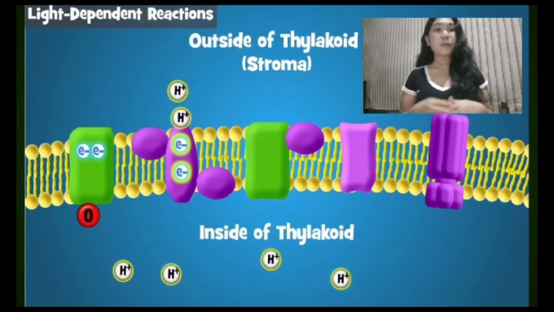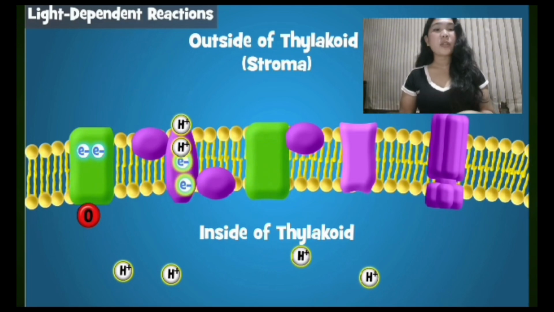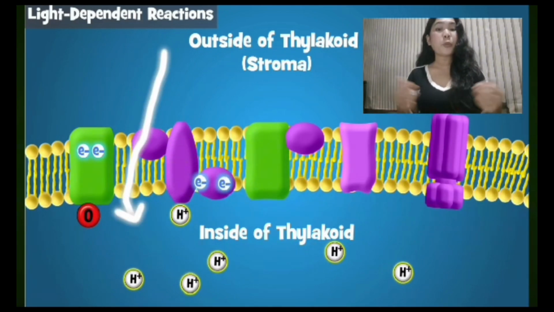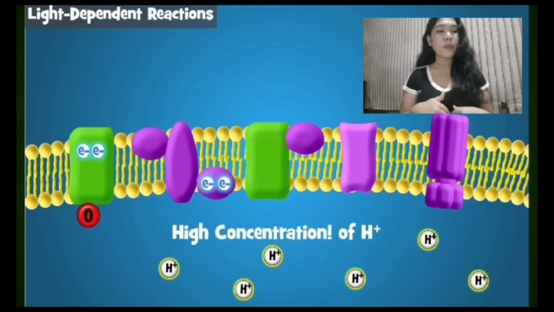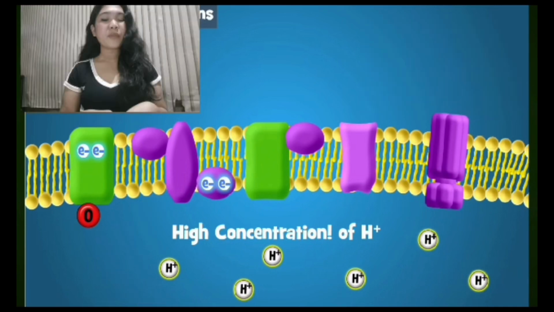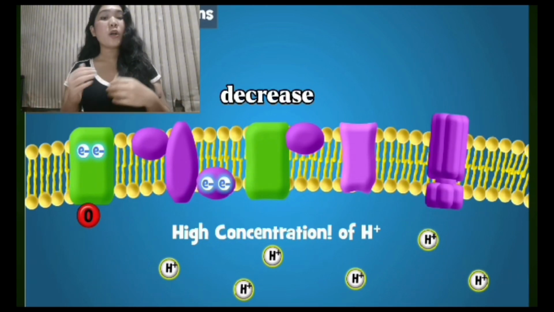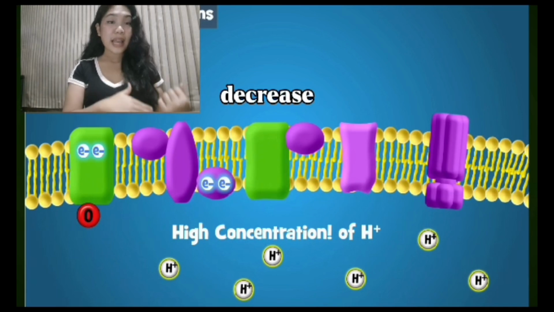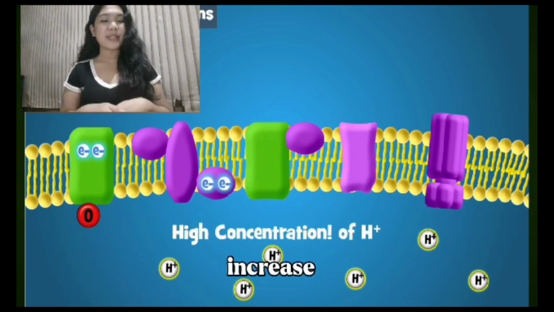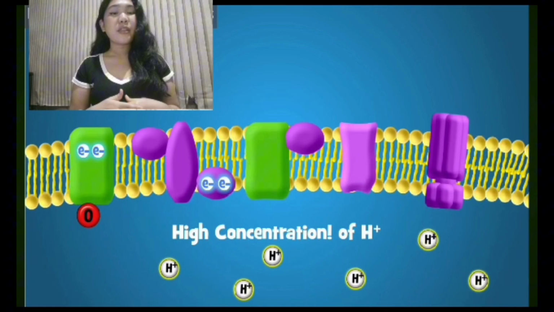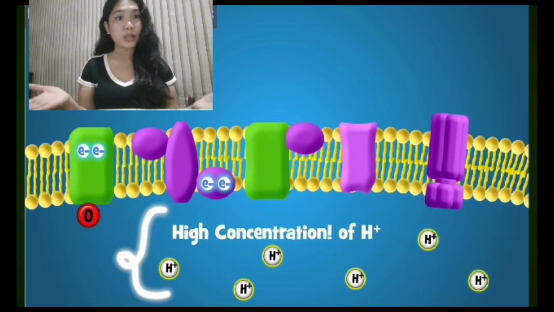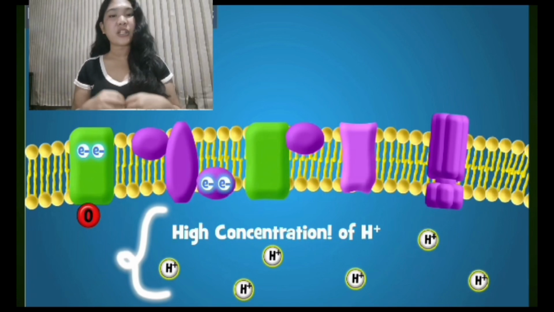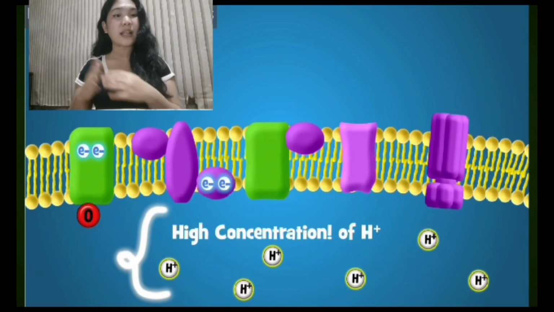As the electrons pass through that complex, it's going to pump protons from the stroma, that is from outside the thylakoid, into the lumen or the inner thylakoid space. So proton concentration in the stroma will decrease, while proton concentration inside the thylakoid will increase. As this happens, there will be a buildup of hydrogen ions inside the thylakoid space, or what we call the lumen. And there are very few hydrogen ions in the stroma, or outside the thylakoid.